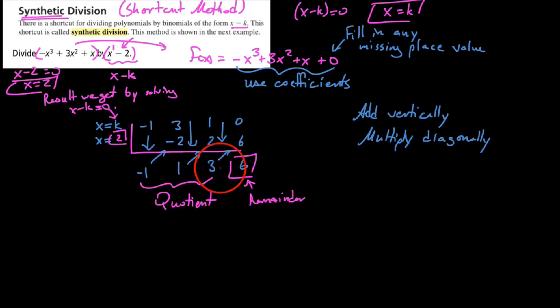And what we're going to do is recognize that if the last number is our remainder, then this right here is our constant in our quotient. And this here is our x to the first term. And this here is our x to the second term. So what we end up with really is this.